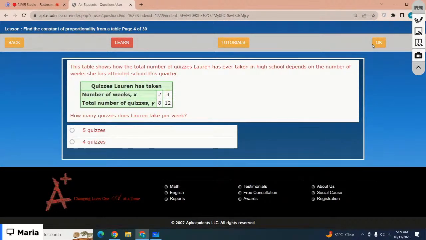This table shows how the total number of quizzes Lauren has ever taken in high school depends on the number of weeks she has attended school this quarter. So number of weeks is 2, number of quizzes is 8. When the number of weeks is 3, number of quizzes is 12. How many quizzes does Lauren take per week? Which is the correct option?